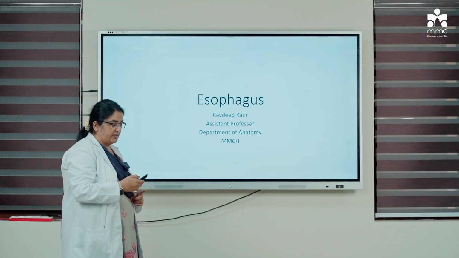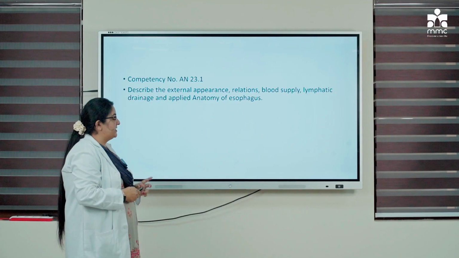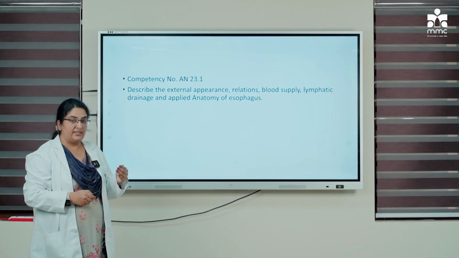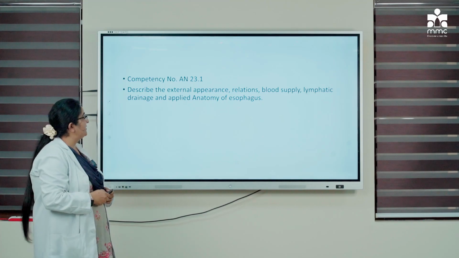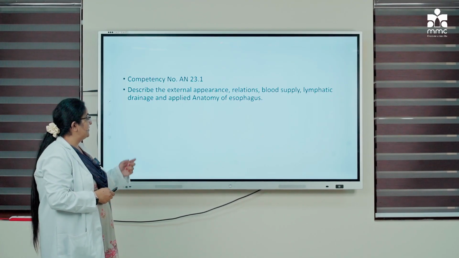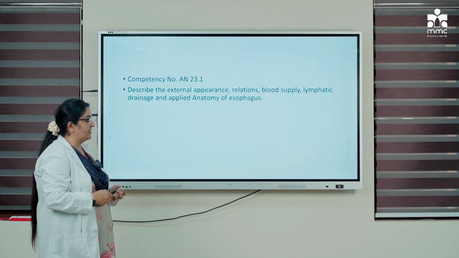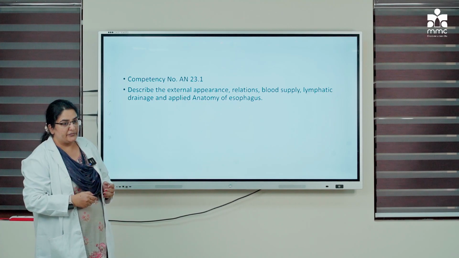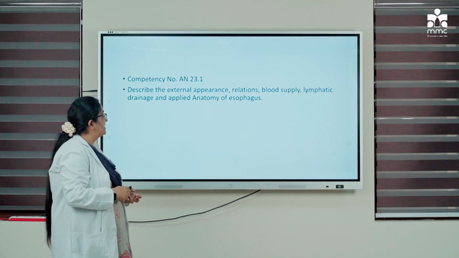Start with the esophagus. First thing is, we are going to see what we are going to learn in the esophagus. There we have competency number 23.1, which indicates we will be dealing with the external appearance, relations, blood supply, nerve supply of the esophagus and the applied aspects.